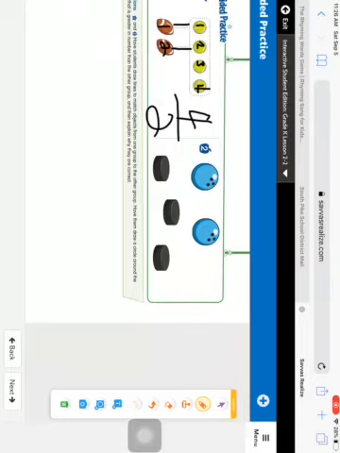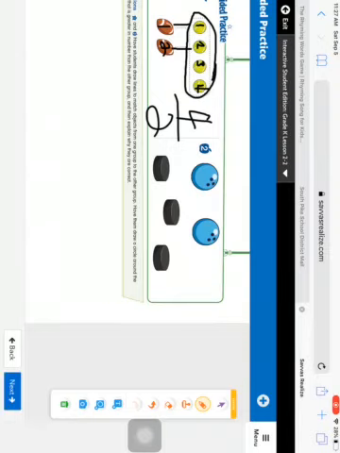Which ball has the greatest number? Meaning, which ball has more of them than the other? Do you think footballs have more than the tennis balls? No. The tennis balls have more than the footballs. So we have 4 tennis balls and 2 footballs. So that means we need to circle the tennis balls. All right, let's continue.